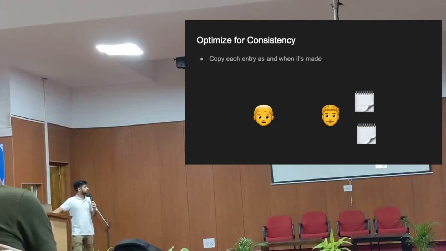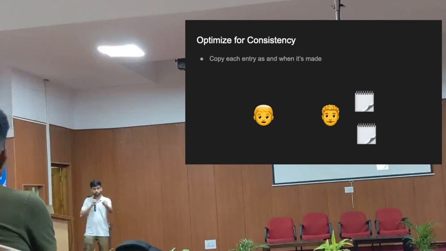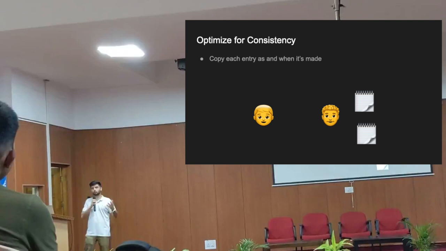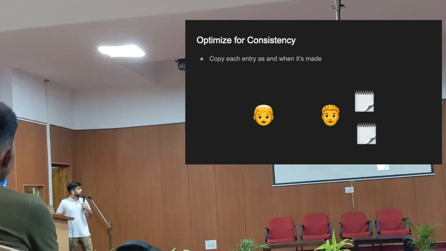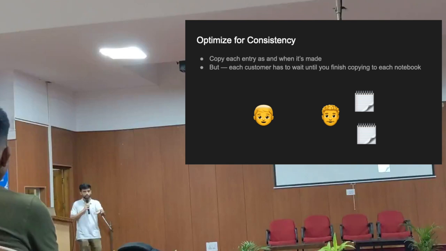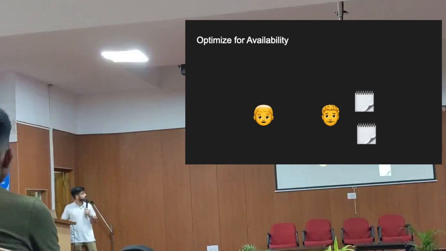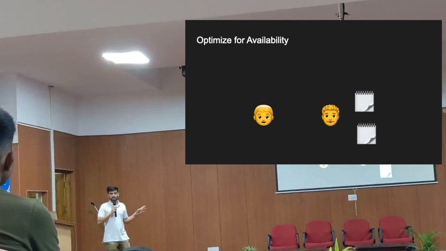So copy each entry as and when it's made. If you want to go to the extreme, for each item of the customer also, if they bought one tomato, we can write down tomato here and then write down tomato here, and then only move on to the next item. But of course, this will take time. This is not convenient for our customers. Every time a customer comes and makes a bill, it will take double the time to bill them. So it's maybe not the best experience for customers. They have to wait a lot of time.